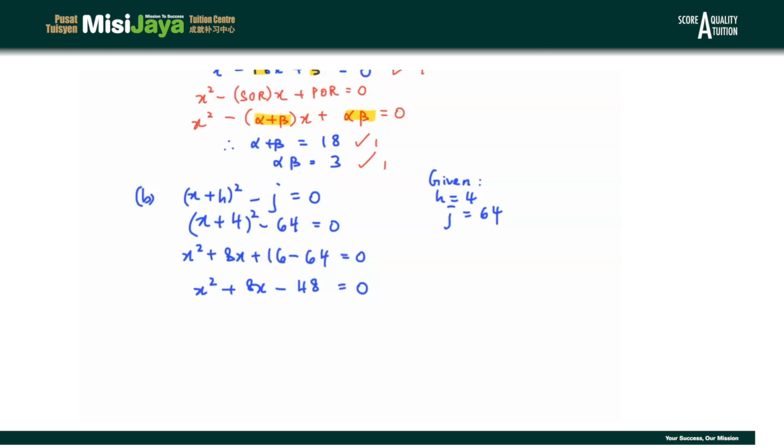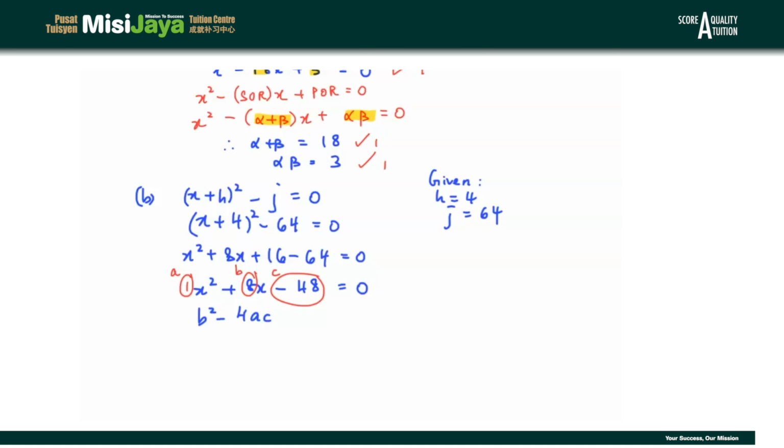So from here, I'm going to find the value of the determinant, which is b squared minus 4ac. If this value is positive, therefore it has 2 different roots. If it's equal to 0, it has 1 root only, which is an equal root. And if it's less than 0, it has no roots. Okay, so we're going to find the value of b squared minus 4ac. Our a is 1, our b is 8, and our c is negative 48. This is a, this is b, and this is c.